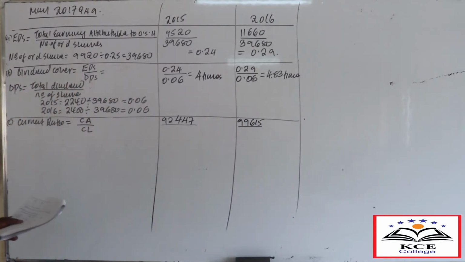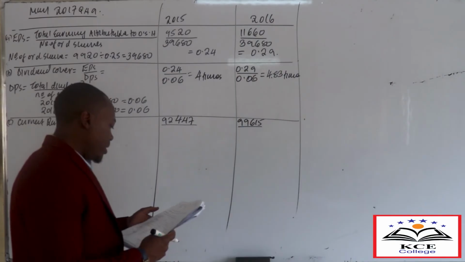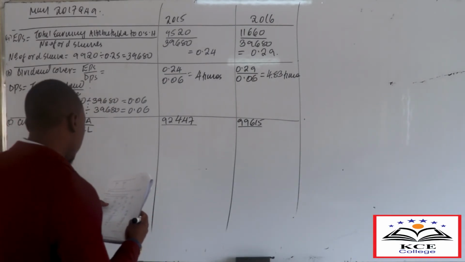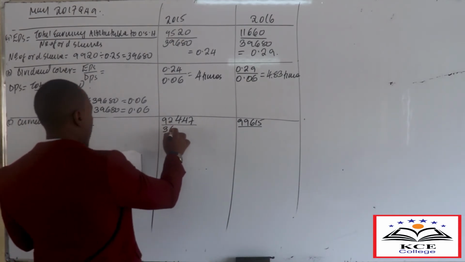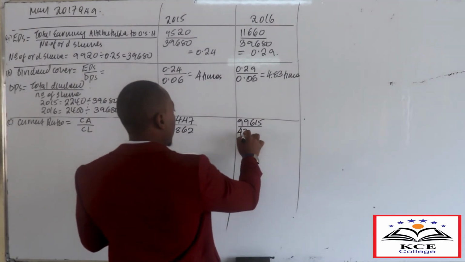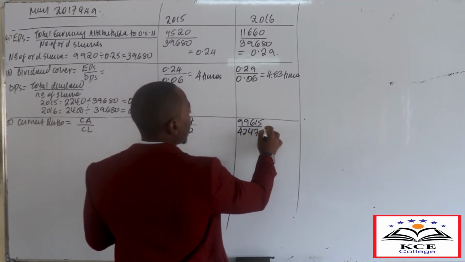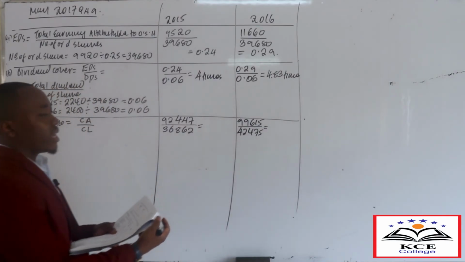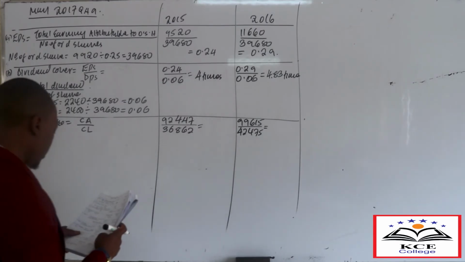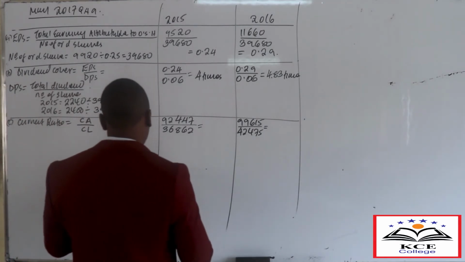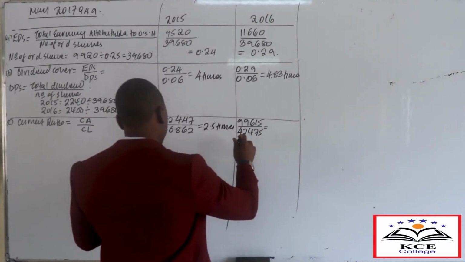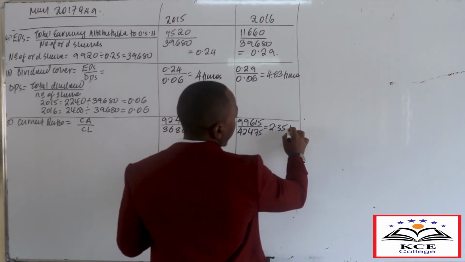Then you divide by the current liabilities. For the current liabilities in 2015, we have the account payable and taxation, of which the total is 36,862. In 2016, we have 42,475. That's how we get the current ratio. And what do we get? So here you have an amount of 2.5 times. And here we have 2.35 times.